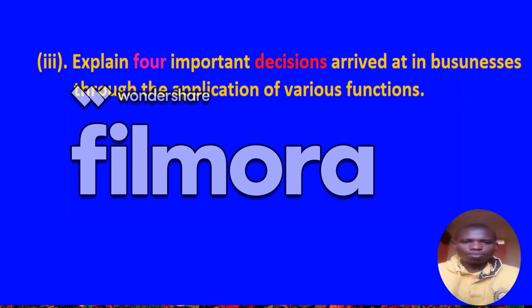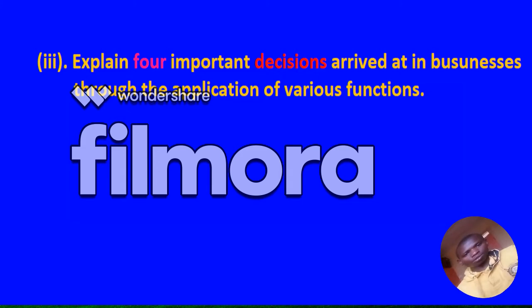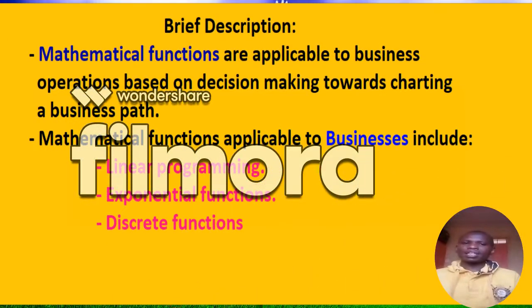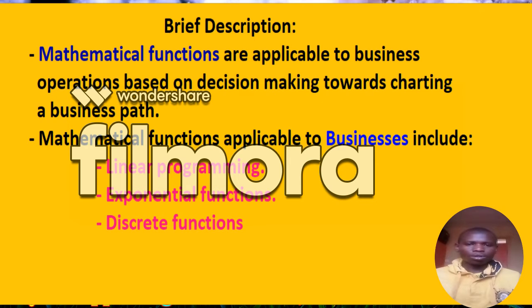Ladies and gentlemen, let's proceed to question number 3 of section A. It states, explain 4 important decisions that are arrived at in business through the application of various functions. Now, this is an application question. It's important to note that this question simply requires us to know how we can apply functions.